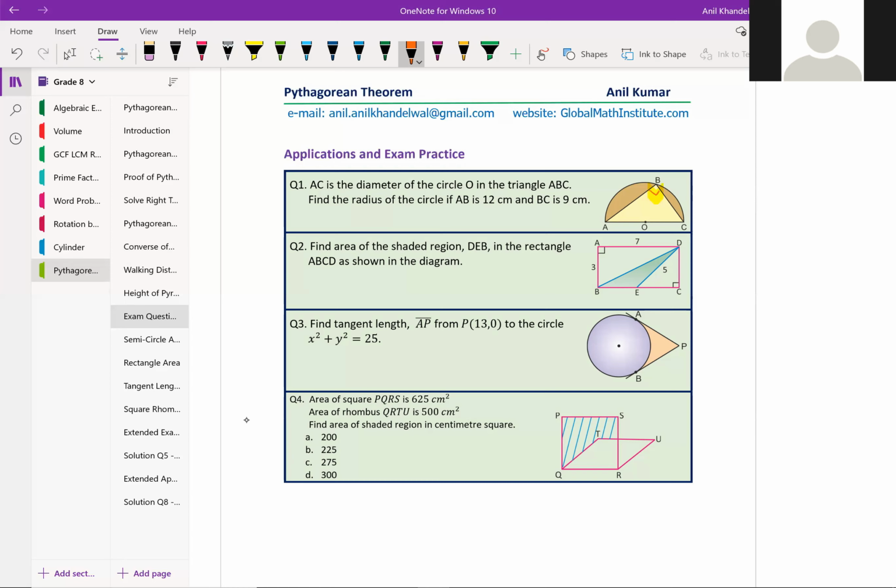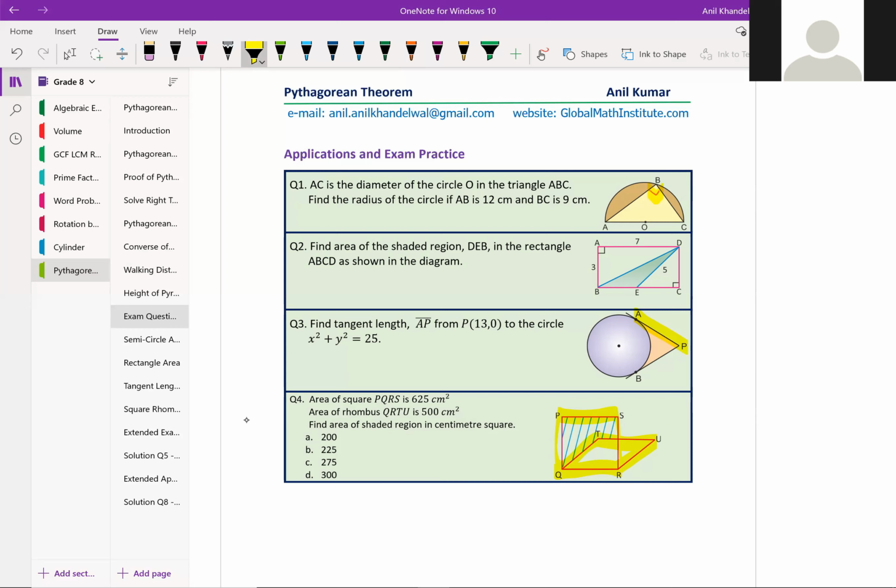Question 2. Find the area of the shaded region DEB and the rectangle ABCD as shown in the diagram. Question 3. Find the tangent line AP from point P (13, 0) to the circle x squared plus y squared is equal to 25. Question 4. The area of square PQRS is 625 centimeters squared. The area of rhombus QRTU is 500 centimeters squared.